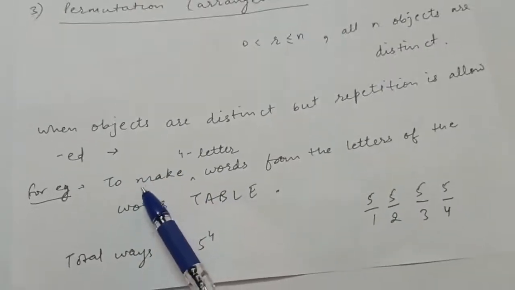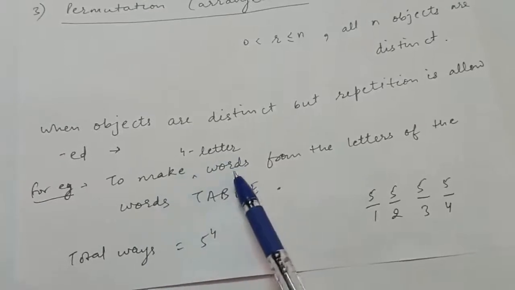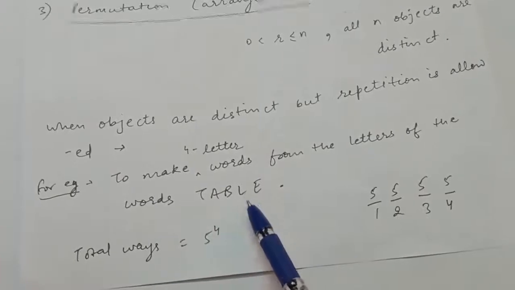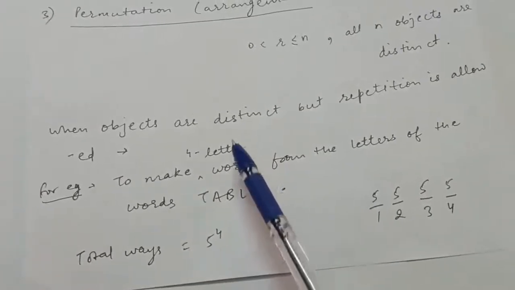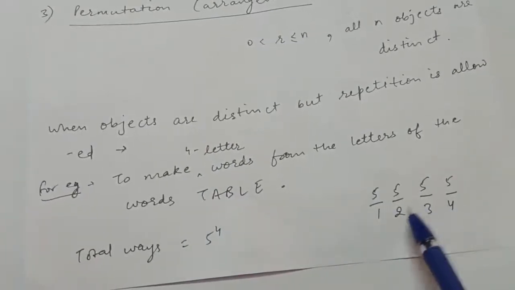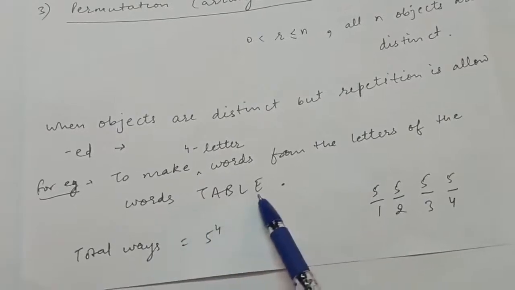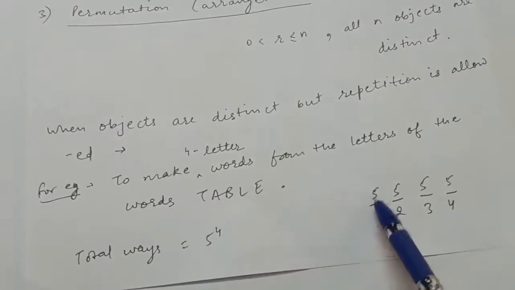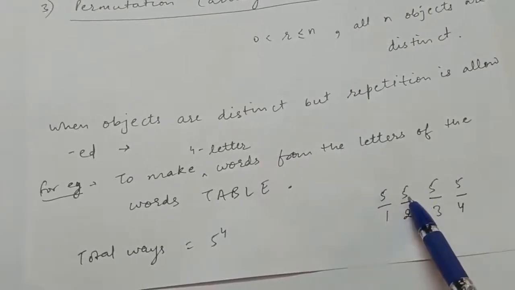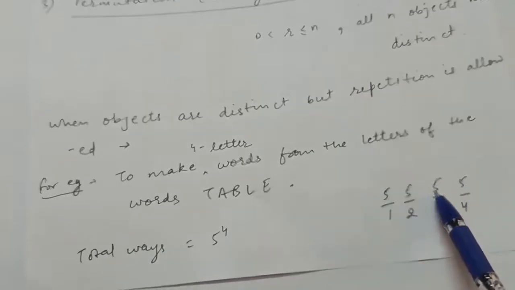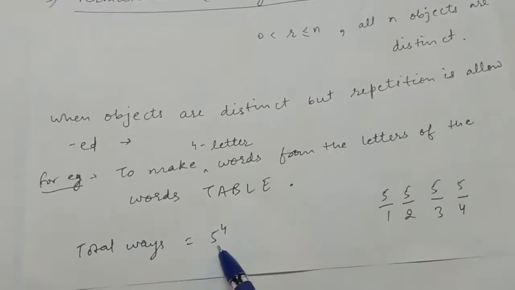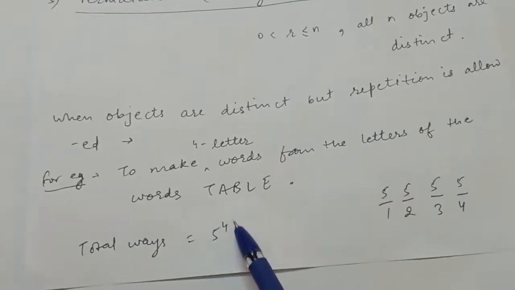For example, to see this, in how many ways can you make 4-letter words from the letters of the word TABLE? Now objects are distinct, but we can repeat the objects, and we have to make 4-letter words. So these are the 4 places to fill. We have 5 letters, all are distinct. For the first place we have 5 options. Now because the letters can be repeated, for the second place also 5 options, for the third place also 5 options, for the fourth place also 5 options. Therefore total ways is 5 raised to the power 4, right?